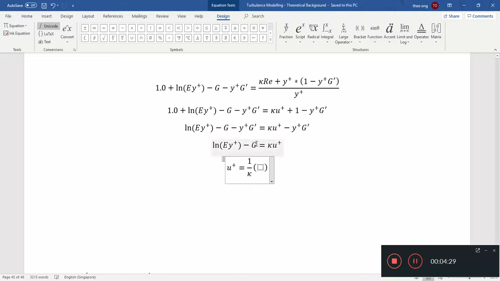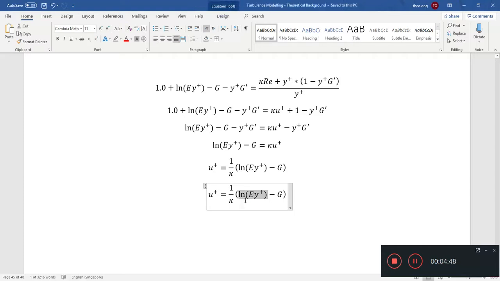Then we'll just copy and paste this whole thing here. And immediately we can see we have this one, the ln E y plus, which is the smooth part, and then this is the modification that the rough part actually does. So we can just expand that out into this, minus 1 over kappa times G. There we go. Alright, 1 over kappa times G.